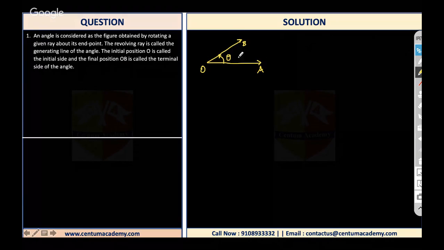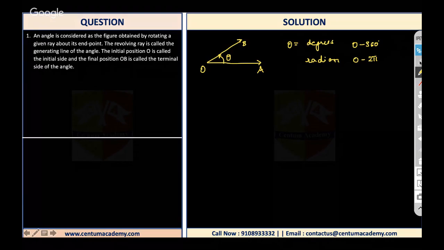There is nothing much in it. We know that theta is measured either in degrees, and it ranges from 0 to 360 degrees, or we also measure angle in radians, which varies from 0 to 2 pi. The standard values are between 0 to 2 pi or 0 to 360 degrees.